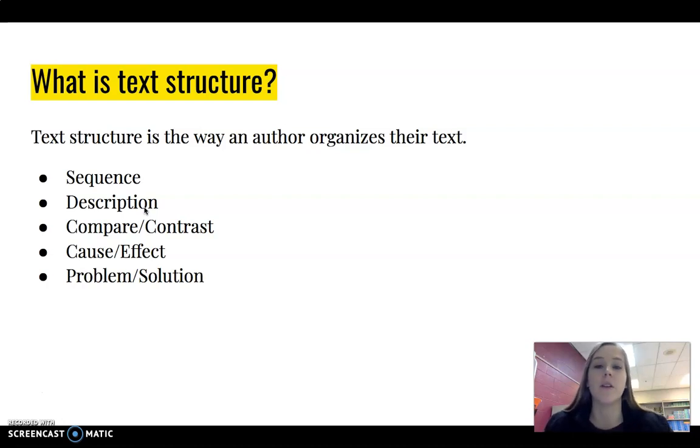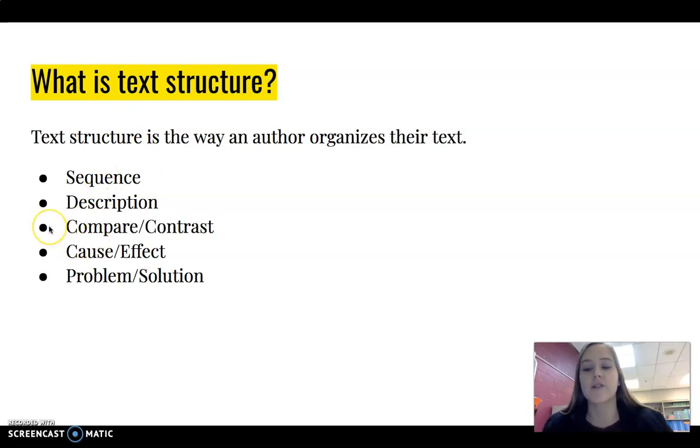Yesterday, we talked about the loggerhead sea turtle. We're actually going to talk about sea turtles some more in a little bit today, but in the description text structure, it told us we were going to talk about the loggerhead, and then it gave us lots of different facts about them. What they look like, what they eat, where they live. It described the loggerhead turtle, so that's how we know the text structure was description.